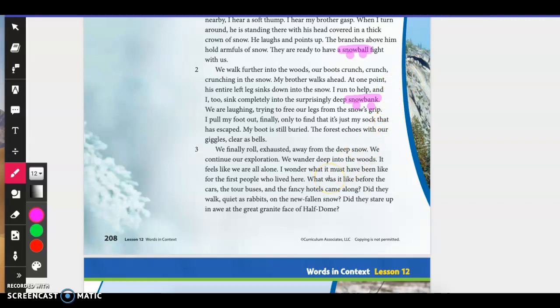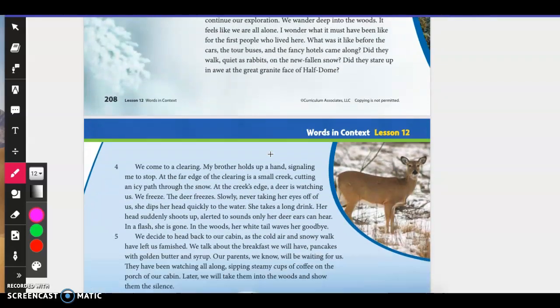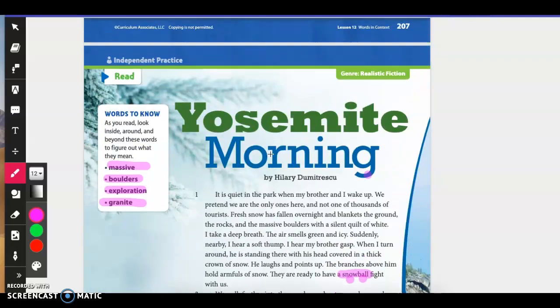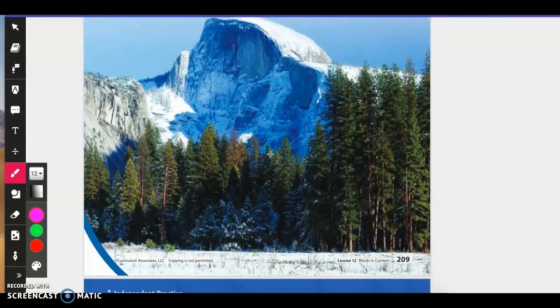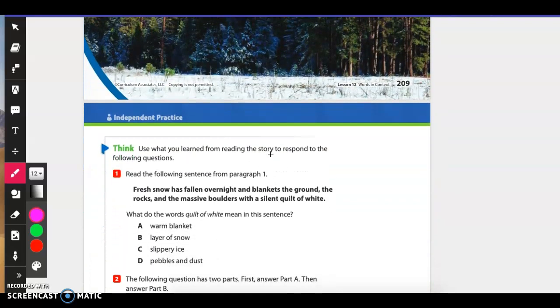I want you to remember to think about these compound words as you are trying to put together the meaning of a word. And remember that context clues can help you to figure out what a compound word means. So go ahead right now and pause the video so that you can read Yosemite Morning. And once you're finished, you can start the video again and we'll talk about the questions.